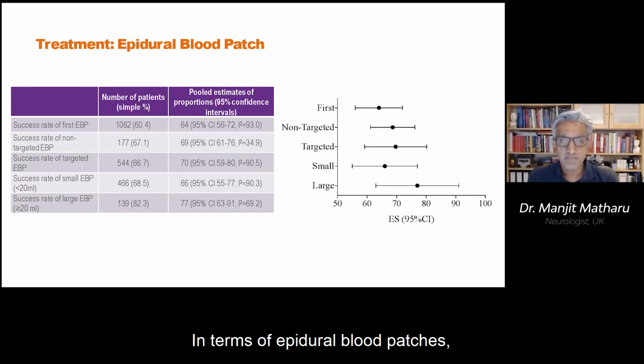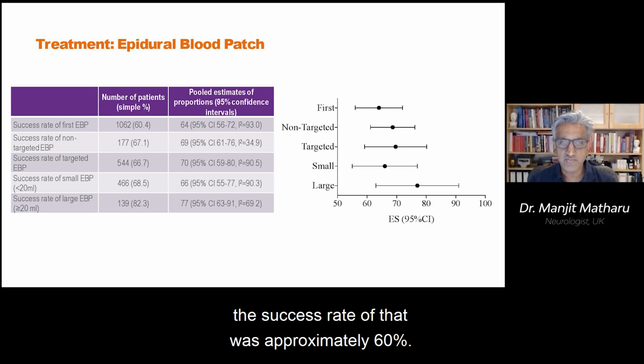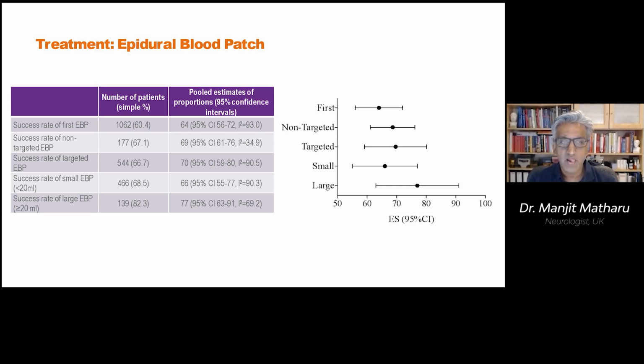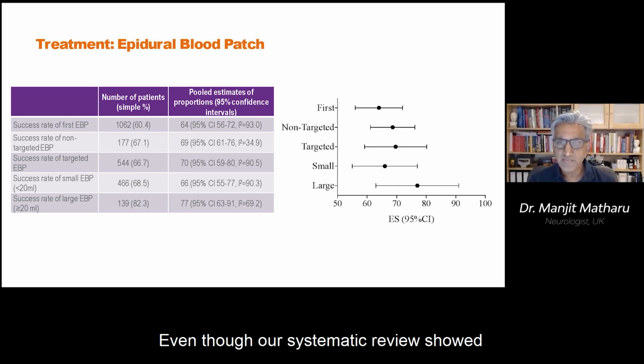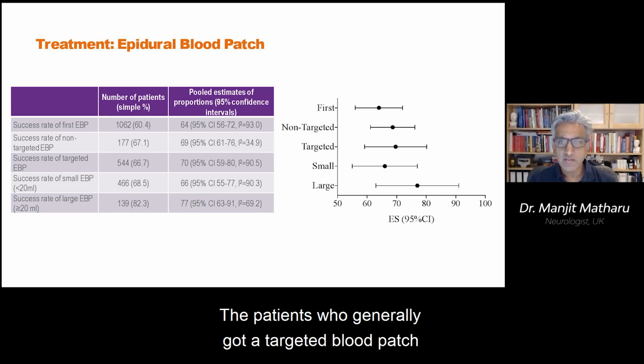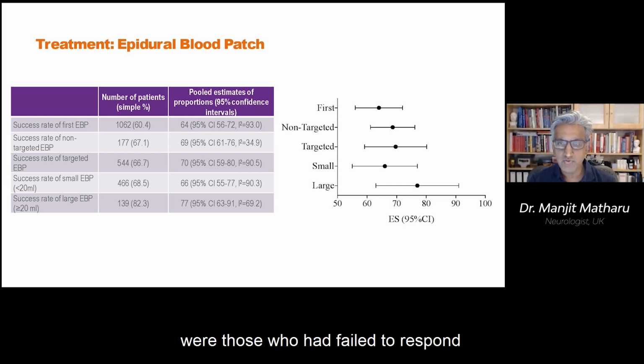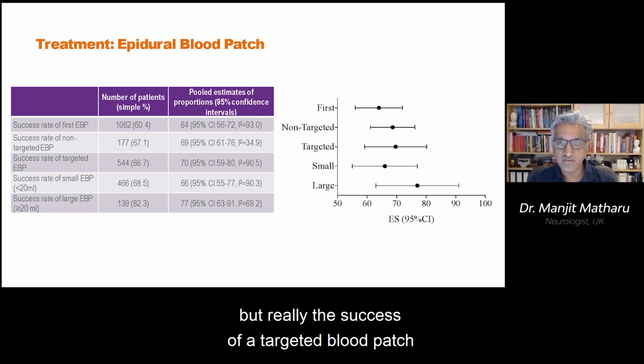In terms of epidural blood patches, we noted that for any patient who had had the first blood patch, the success rate of that was approximately 60%. We also compared the success rates of targeted blood patches versus non-targeted blood patches. Even though our systematic review showed that they were about the same, there's a built-in bias here. The patients who generally got a targeted blood patch were those who had failed to respond to a non-targeted blood patch. So this is not a direct comparison of the success of one versus the other, but really the success of a targeted blood patch when a non-targeted blood patch has failed.